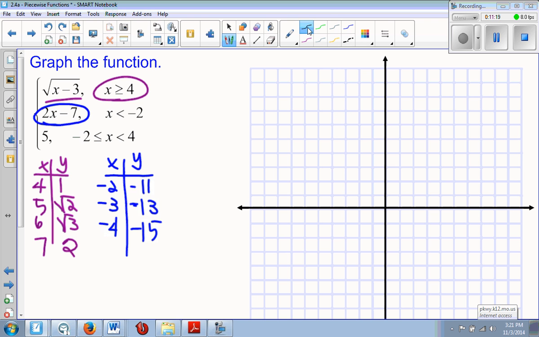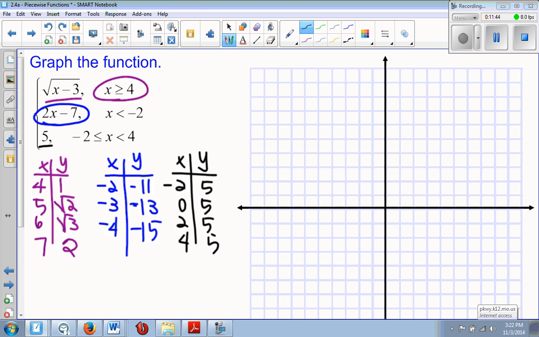Last one then is the constant function. Anytime you have a constant function, that's like saying y equals 5, and y equals 5 is a horizontal line. So it doesn't really matter what I pick for my x values, because every single y value is going to come out the exact same. It's all 5. That's the whole point of a constant function.